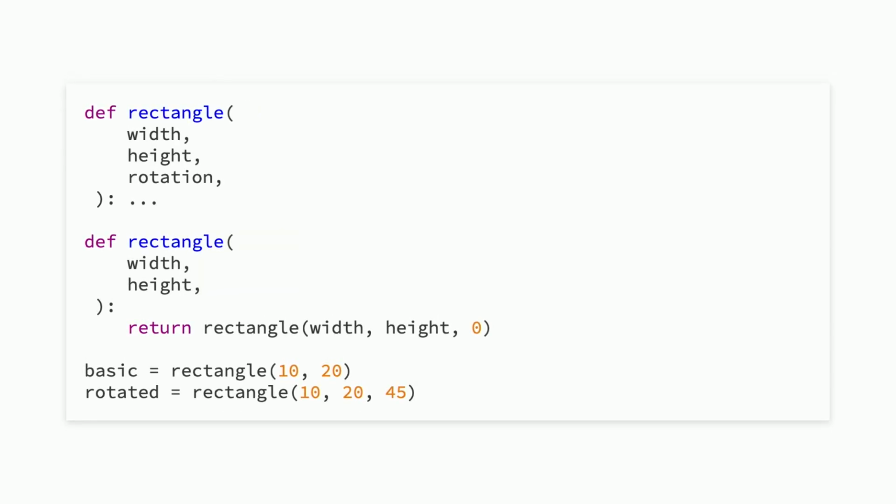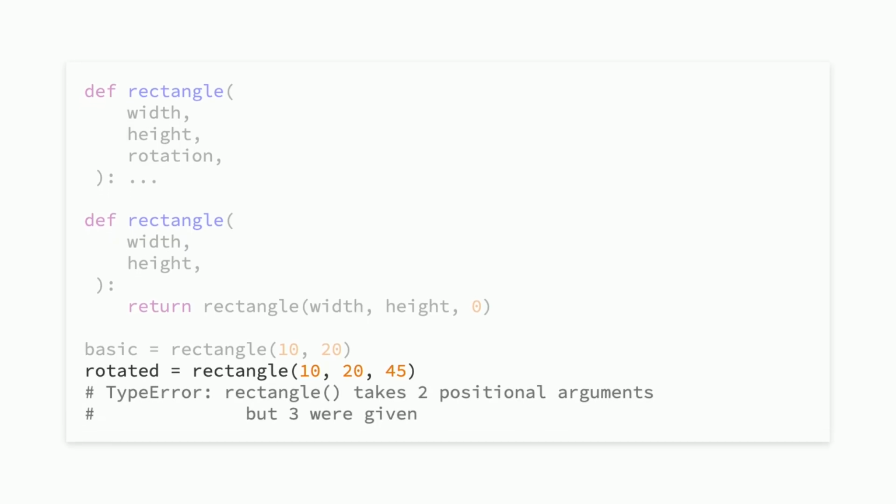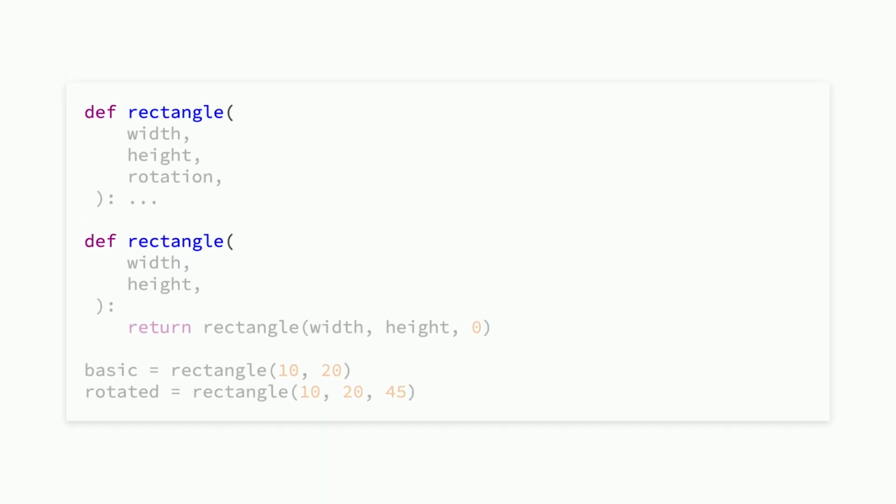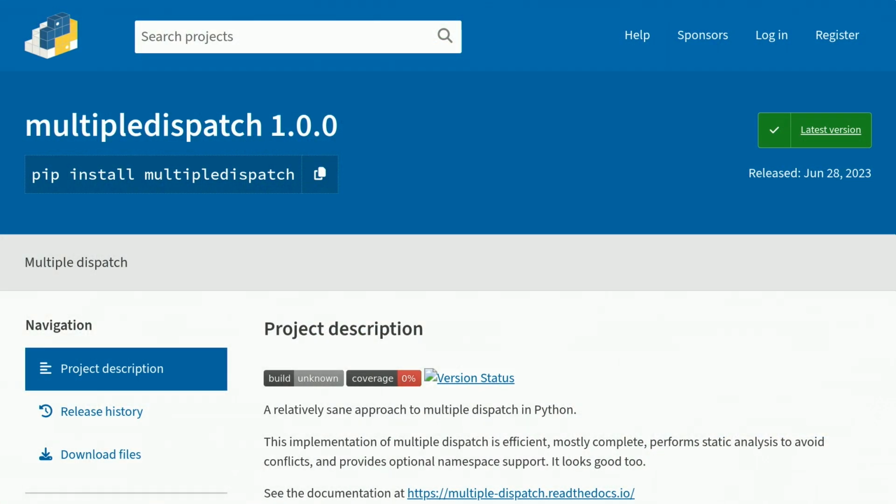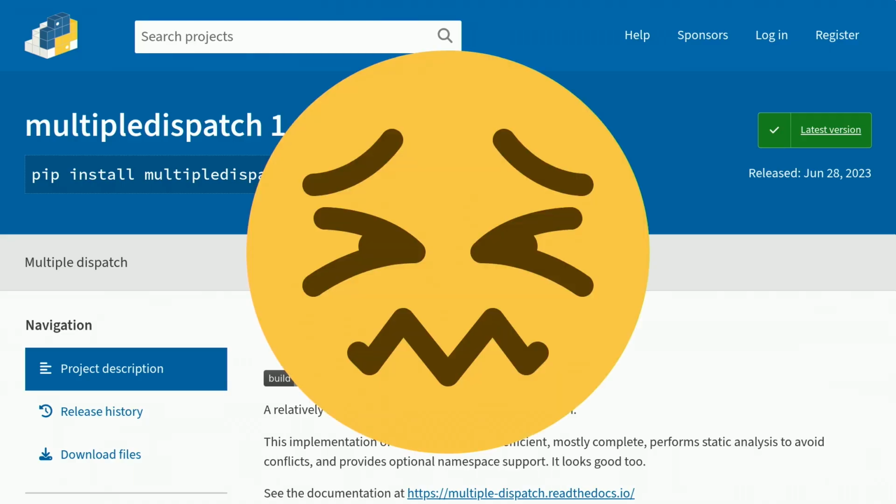If we looked at the same code in Python, it would fail. And this is because in Python, defining a function with the same name overwrites that previous definition. It doesn't work the same way. And while there are packages like multipledispatch that you can use to replicate function overloading, in general, it's a bit problematic. And I wouldn't recommend it for reasons that will become more apparent later.